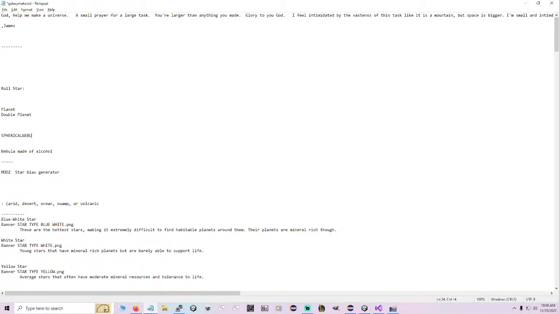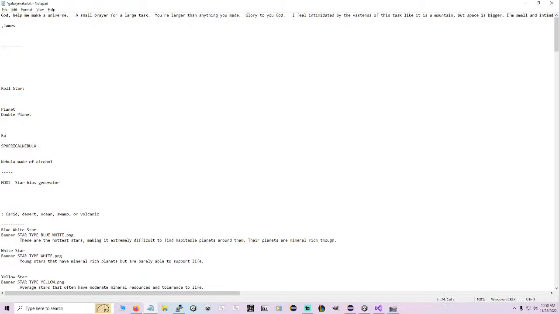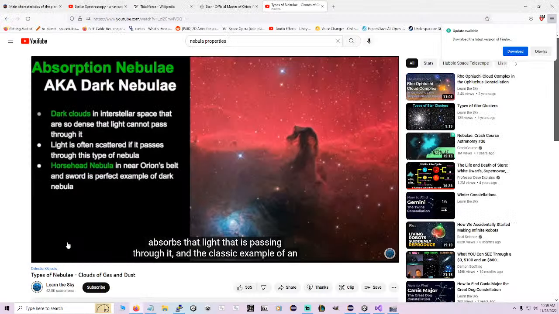The first one that we're going to examine is called an absorption nebula. The way this one works is that it is such a dense dark cloud that light cannot pass through it. It just absorbs that light that is passing through it. And the classic example of an absorption nebula is the Horsehead Nebula, which is located in Orion, right near the Belt and Sword. And as you can see, there's no definitive shape.